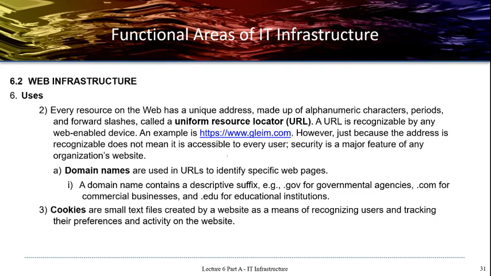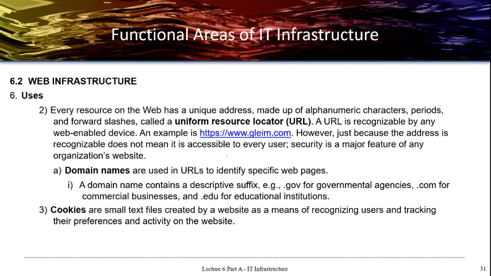Why? You can locate it universally. Sorry, uniform. It's not universal, right? It's uniform. It is accessible from anywhere. If you have your bank, let's say sampathbank.lk or .com, I don't know whether it is .lk or .com, that can be accessed from anywhere in the world through that uniform resource locator. However, just because the address is recognizable does not mean it is accessible to every user. Security is a major feature of an organization's website. So the organization's website should have some sort of security, just because it is accessible to anyone.